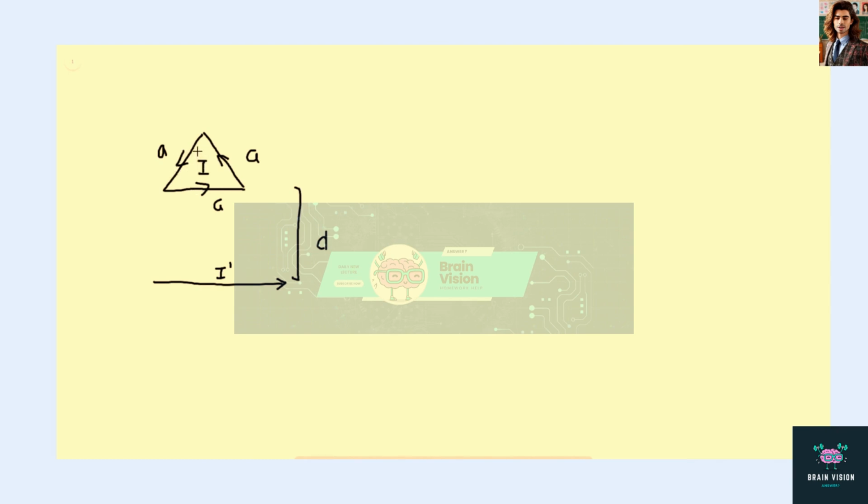Okay, so we have an equilateral triangle, so each side is length A, and we have a current I flowing through it, going counterclockwise. And then a distance d below the triangle, we have an infinitely long wire carrying a current I prime. And as usual, we want to find what the force acting on the triangle is due to the magnetic field produced by the long wire here.